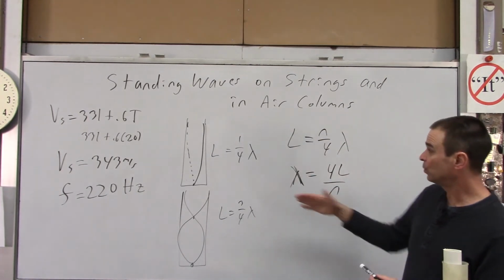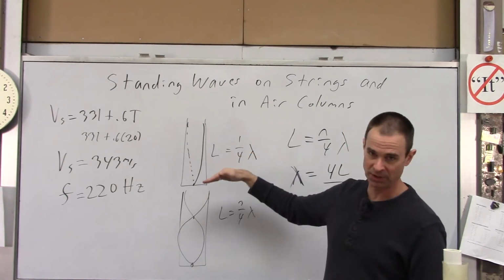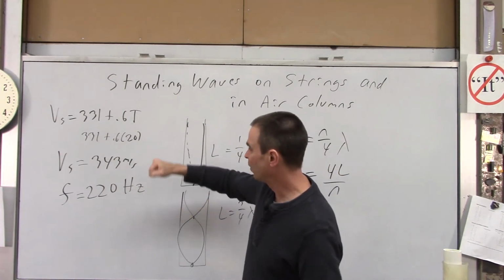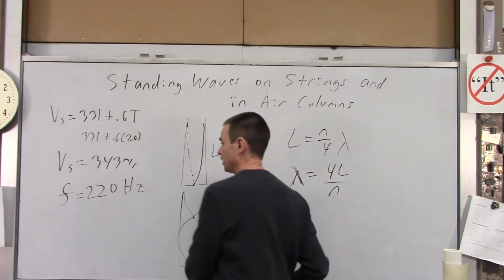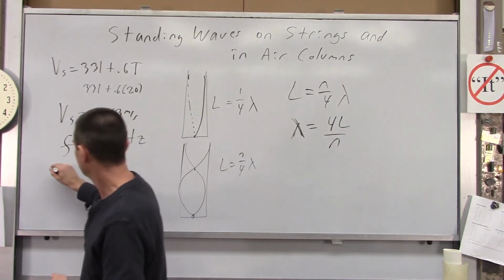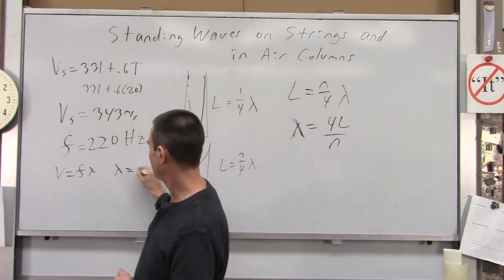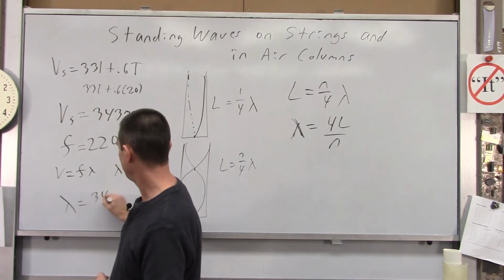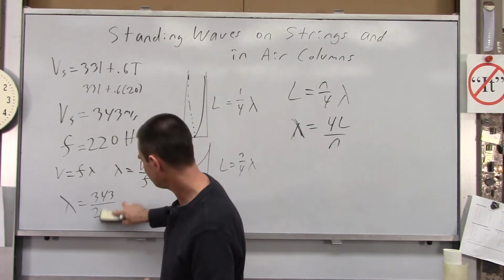So we're going to do this example, the first point at which the tube will resonate. We know the frequency, and we know the velocity of the sound wave, so we can immediately find what the wavelength has got to be. Velocity is frequency times wavelength, or wavelength is velocity over frequency. So wavelength is 343 over 220.